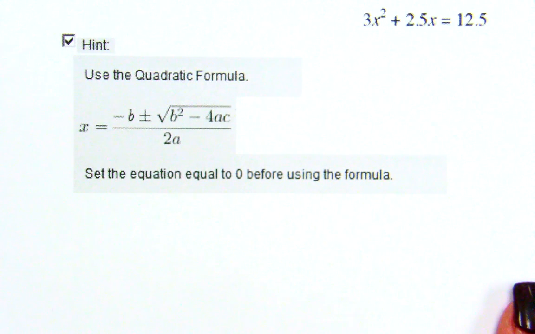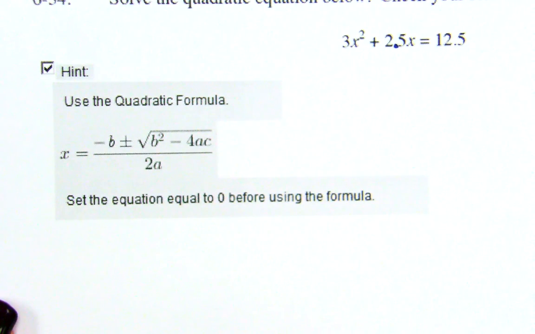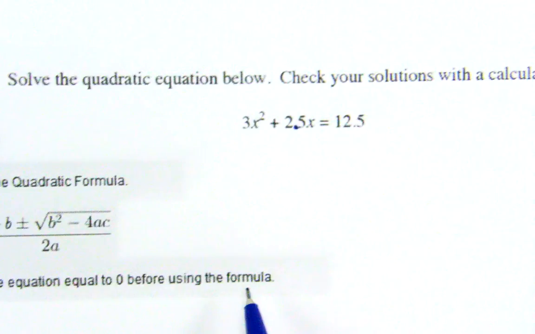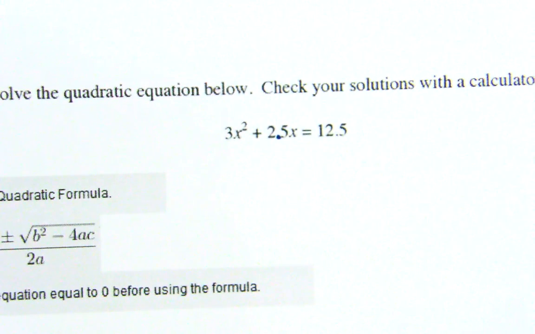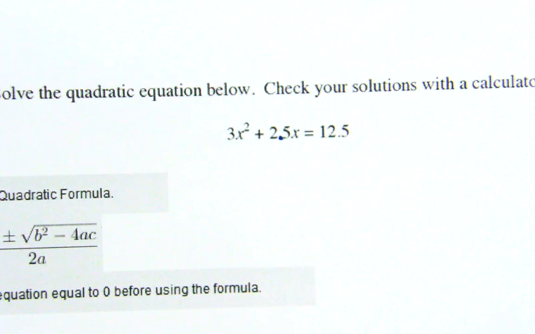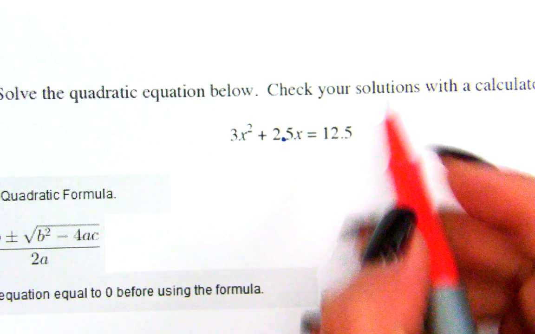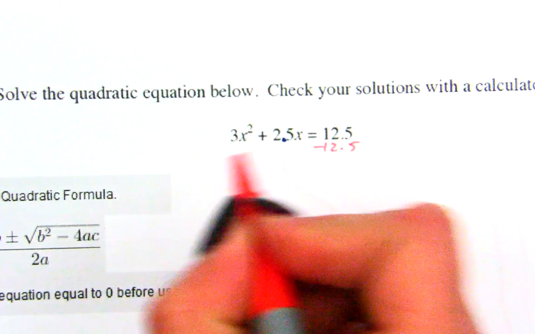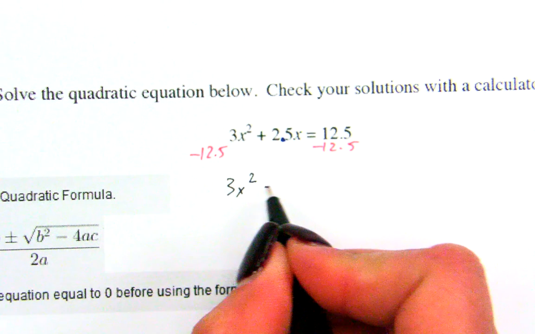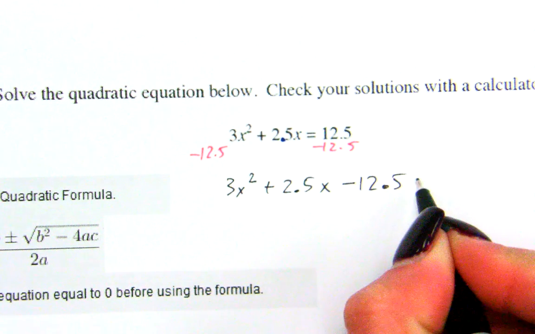I hope so, because 2.5 is... That's 2.5, by the way, not 25x. And then use the quadratic equation. Set the equation equal to 0 before using the formula. This is one of the bigger issues that people always tend to forget, that it has to be equal to 0 before you even start. So to begin with, you have to subtract. My advice is you want to get the right side equal to 0, so you have to subtract 12.5 on both sides, minus 12.5. So if you rewrite this, it's 3x squared plus 2.5x minus 12.5 is equal to 0.